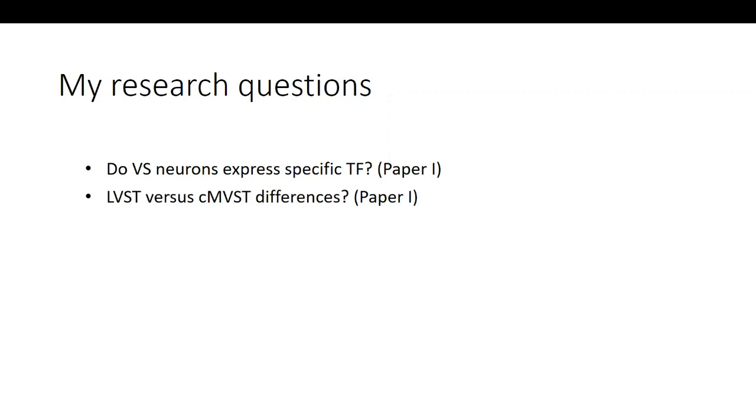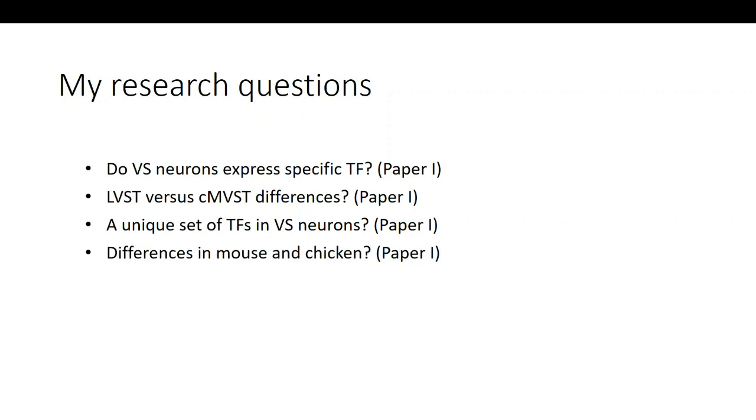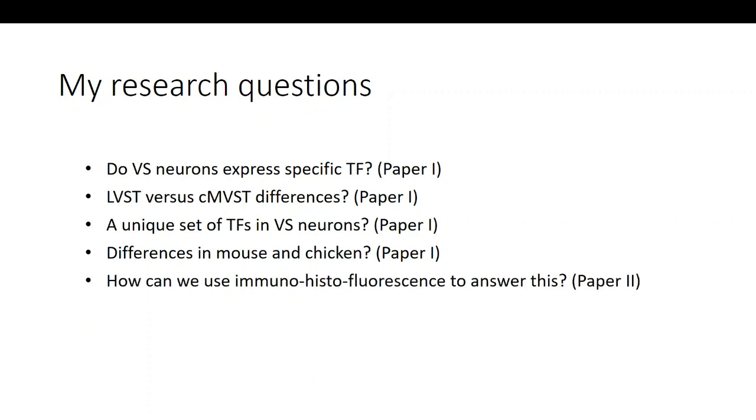But what about vestibulospinal neurons? If animals are born with vestibulospinal neurons, does this mean that they express specific TFs during development? And what about LVST versus CMVST neurons? Are there differences between these? And since vestibulospinal neurons are so special, is there a unique set of transcription factors, or TFs, expressed in these cells which is found nowhere else? And what if we compare mouse and chicken? Will we find the same result? And how can we effectively and efficiently use the immunohistofluorescence technique to answer these questions?